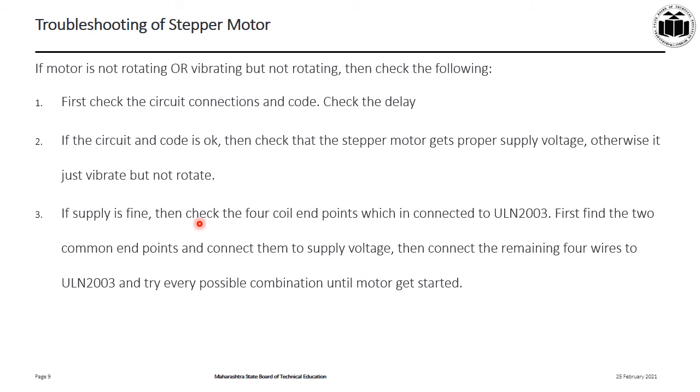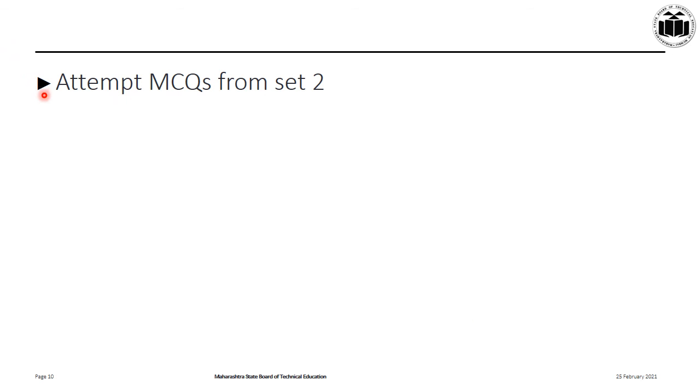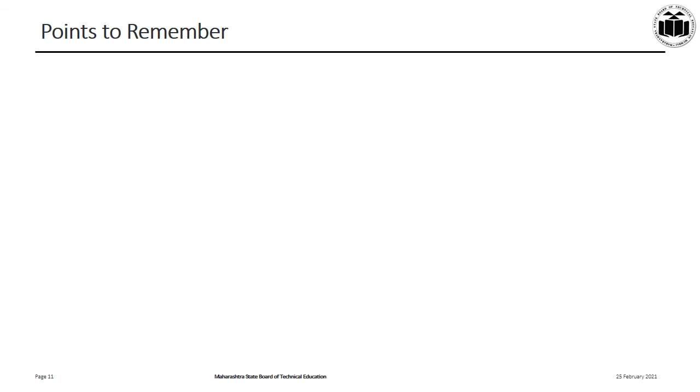If supply is fine, then check the 4 coil endpoints which are connected to ULN 2003. First, find the 2 common endpoints. Now this can be done by using a multimeter and checking the resistance between the different wires. The common endpoints must be connected to supply voltage, and the remaining 4 wires should be connected to the motor. If not connected in proper order, the motor will just vibrate instead of rotating. Students can attempt MCQs from set 2.